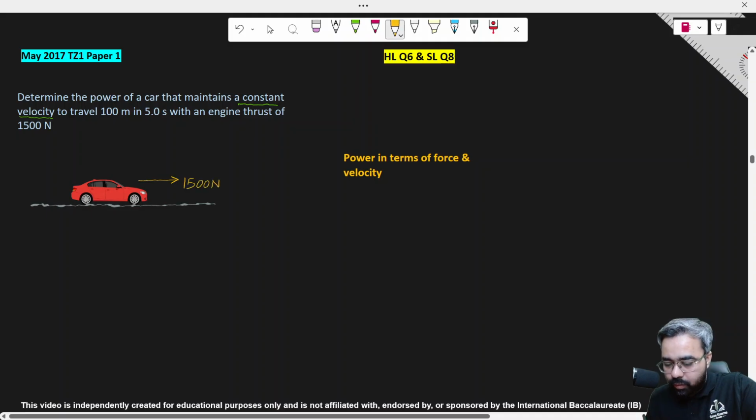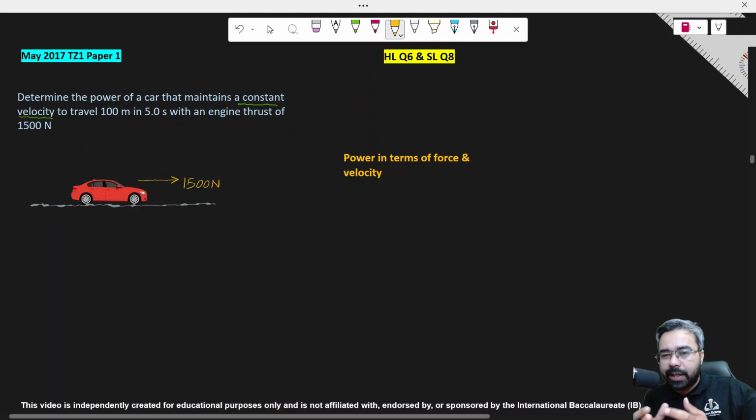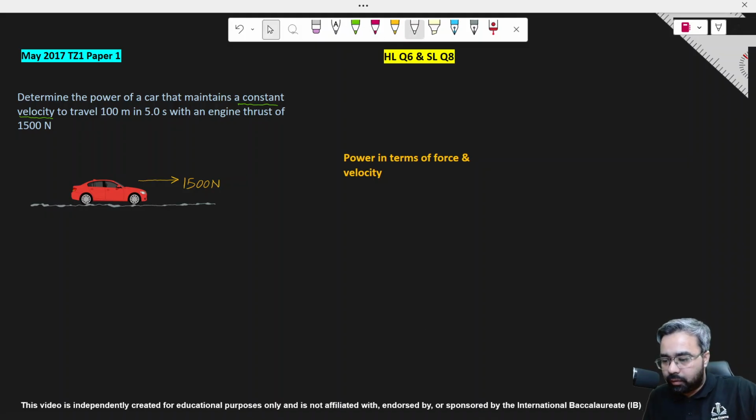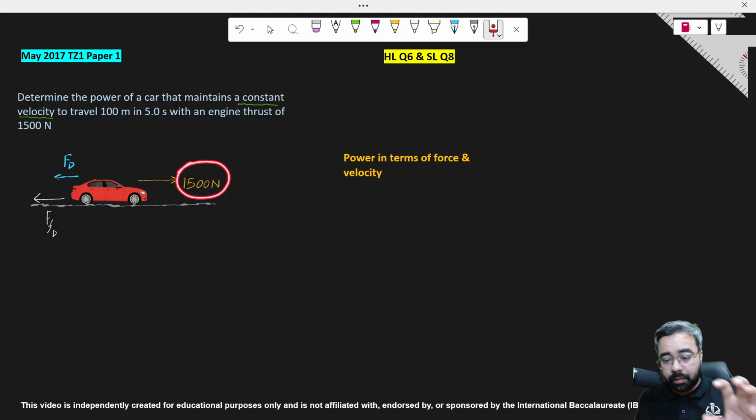So this is the force that the engine is applying to maintain its constant velocity, because there are other forces. That might be the force of friction, the dynamic friction, or the air drag, so FD. In order to overcome these resistive forces, 1500 newtons of force is required to move it with a constant velocity. And what is the constant velocity?